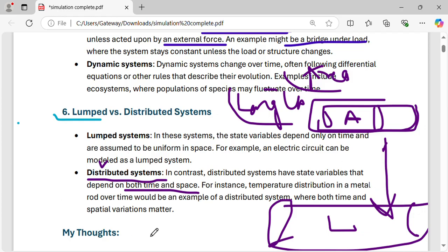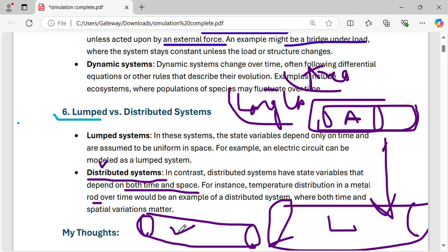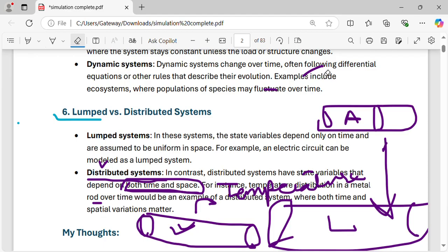For example, they also give the example of a rod, so we have a metal rod here, right? And we are trying to understand the temperature of this metal rod. Now, if I just give it a normal room temperature, it would be a lot different from when I heat the metal, right? So they say that time would also be a dependency, and the space will also be considered in the case of distributed systems, right?